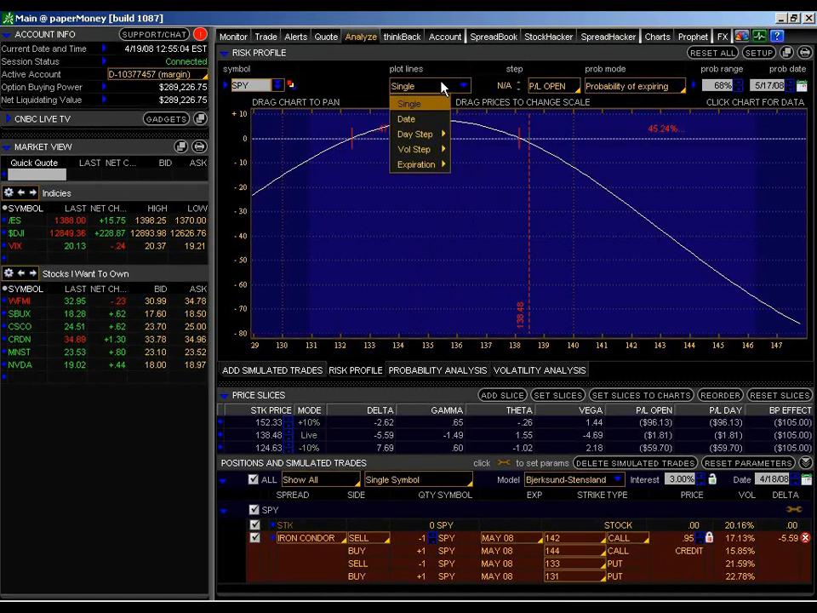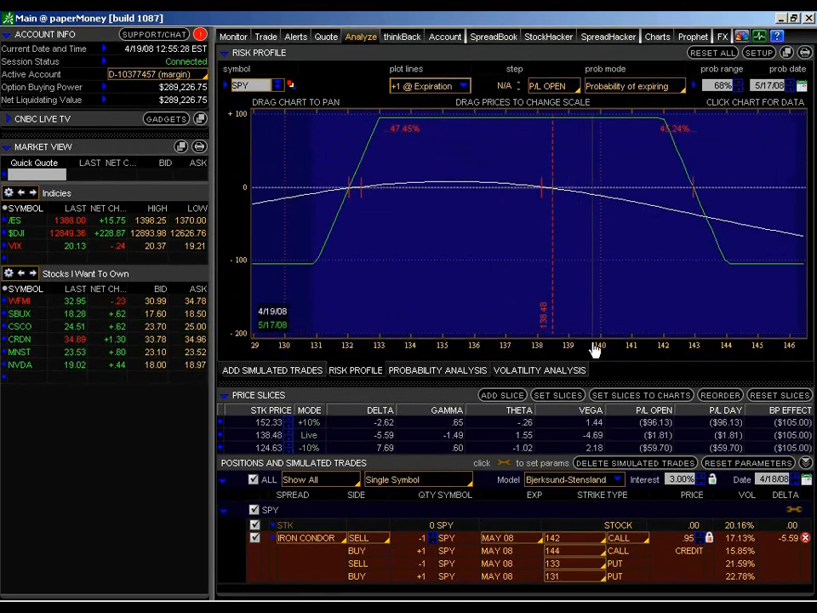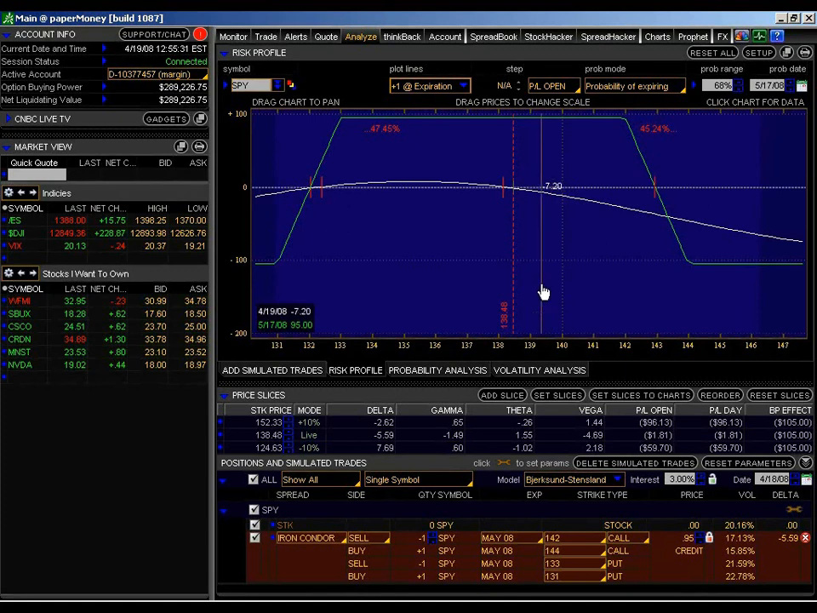What I like to do is find out what this is going to look like at expiration in comparison to what it looks like right now. So I will immediately go to plot lines. I'll bring this down to expiration, and I will go expiration +1, which means it will show what happens to my position the day immediately following expiration. As soon as I click on that, this little graph will come up. It's kind of hard to see, but this little gray bar in the center is your current position, and it gives you the price down here, 138.48.